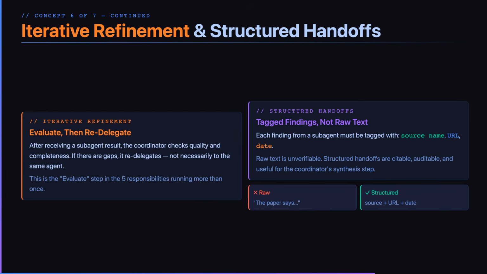Structured handoffs. Each finding from a subagent must be tagged with source name, URL, and date. Raw text is unverifiable. Structured output is citable and useful for the coordinator's synthesis step.